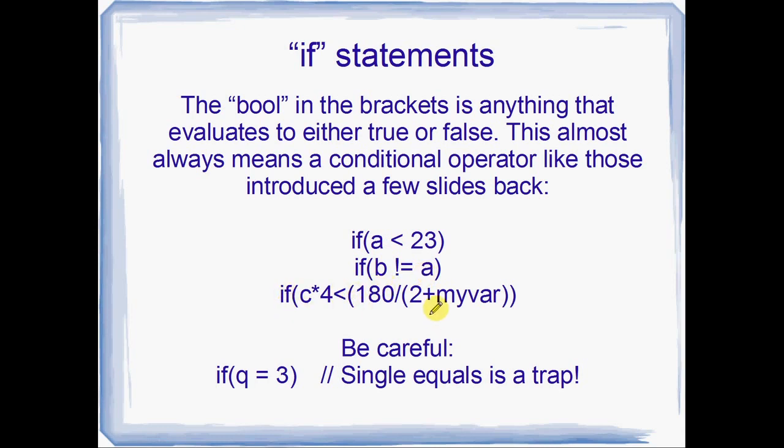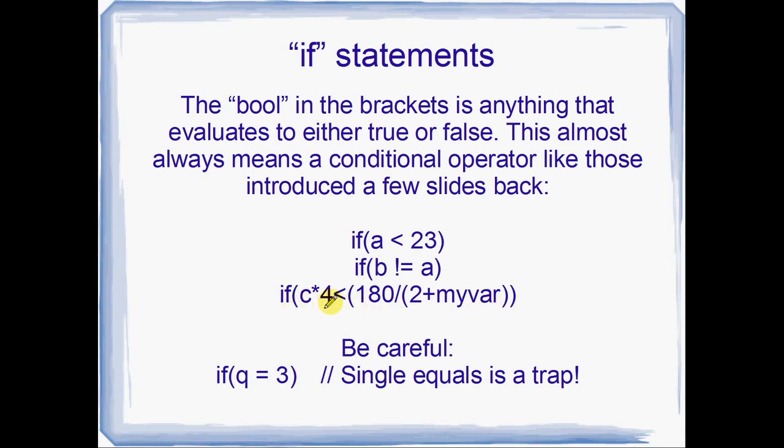Or we can make complicated expressions, so long as they evaluate to a Boolean value. So just here I've got if C multiplied by 4, and C is a variable, maybe an int or a double, a float, it could be anything. But if C multiplied by 4 is less than, and now I've got in brackets 180 over 2 plus my var. So my var would also be a variable in this instance. And the computer's just going to figure that out.